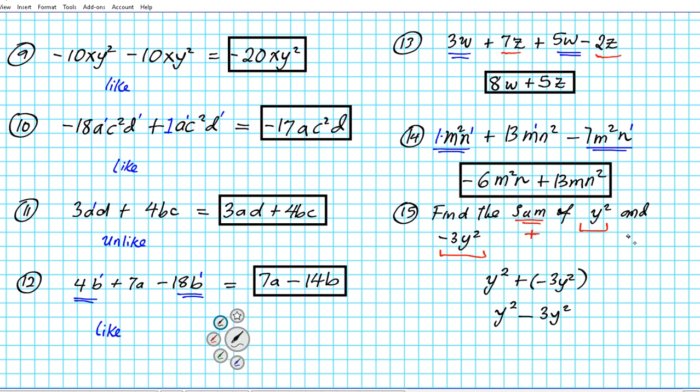Now, are these two terms like terms? Let's look at the coefficients first. Y squared has the invisible coefficient 1. Okay, 1 and negative 3 are both rationals. Excellent. Variables identical, y's, and their powers are the same, squared. We have like terms here, so we can combine them. Okay. Combine the coefficients, 1 minus 3, subtract and keep the sign of the bigger. Negative 2y squared is the answer to question number 15.